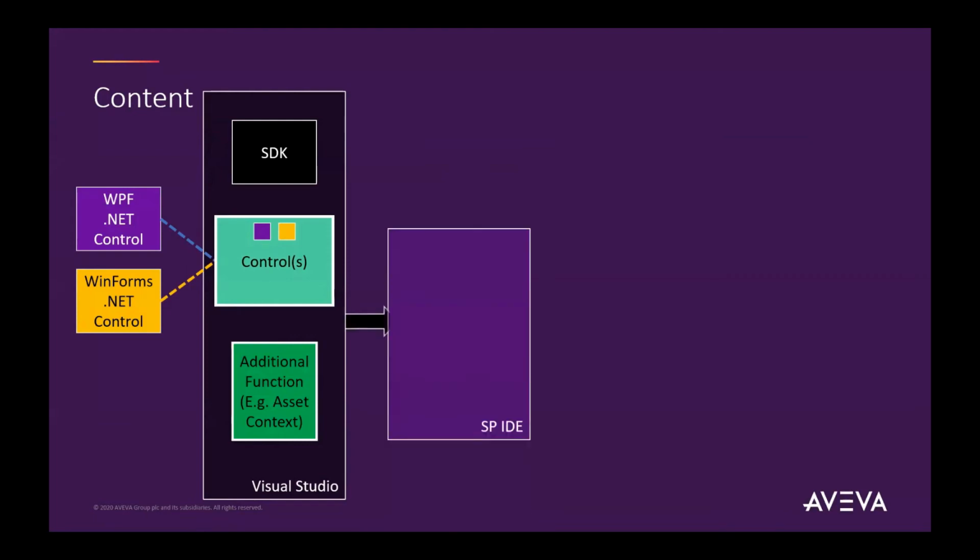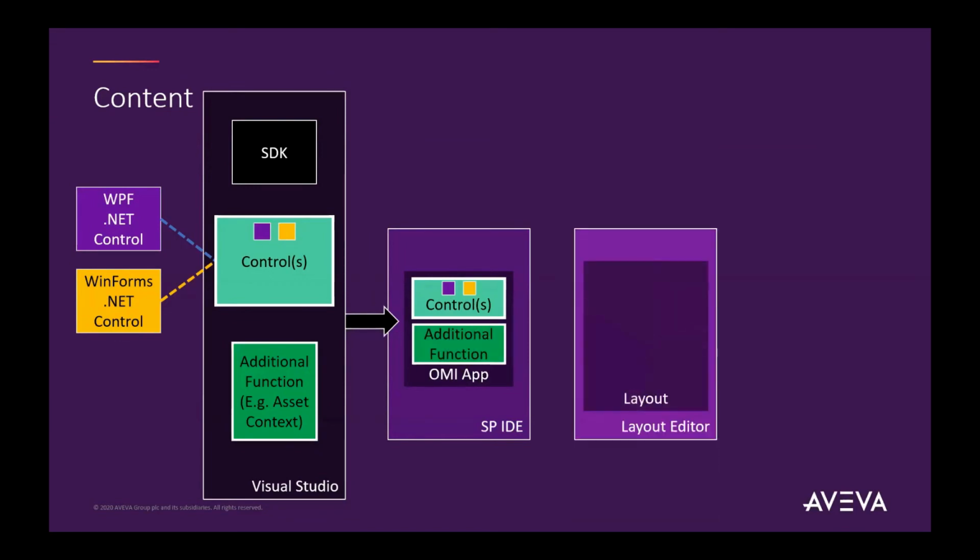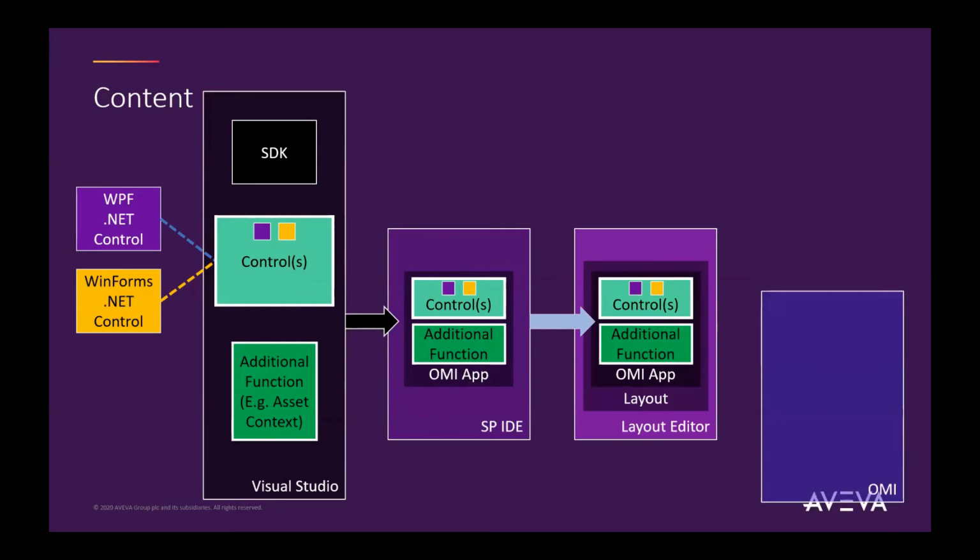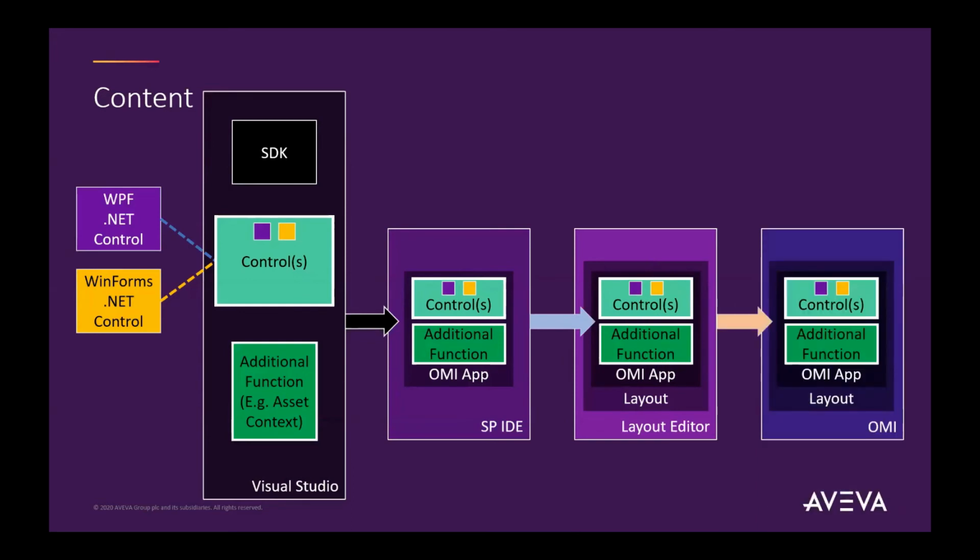Once I'm done with that, I can pull that into the IDE. It gives me something called an OMI app, and I can stick that directly onto a layout. And of course, in runtime, this app will show up. And if I change the context, the app will change the context with me. But sometimes I don't need the context. Sometimes I don't need this additional functionality. Sometimes I just want to have a grid control, and I want to just script to that grid control.